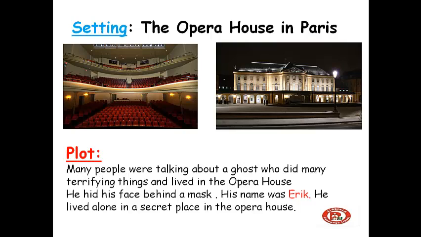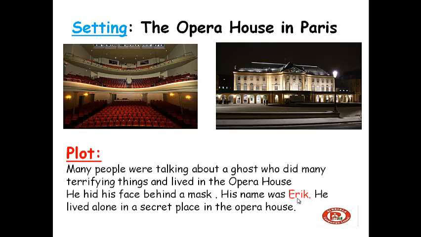He hid his face behind a mask. It means that this ghost was hiding his face. They didn't see his face because it was behind a mask. His name was Eric. So, the hero of our novel is called Eric, and this is the ghost. He lived alone in a secret place in the opera house. So, you will find out that Eric was a lonely ghost. No one lived with him.